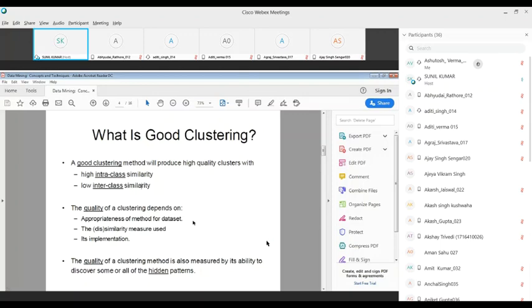So the quality of clustering depends on the appropriateness of the method for the data set. The more appropriate your data set is, the better the quality of clusters it will give. So your data set must be appropriate. Second thing, the dissimilarity measures used. Here two things are there: one is similarity and one is dissimilarity.